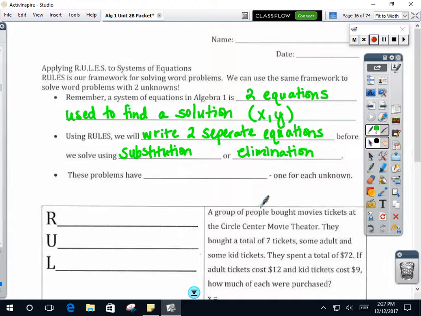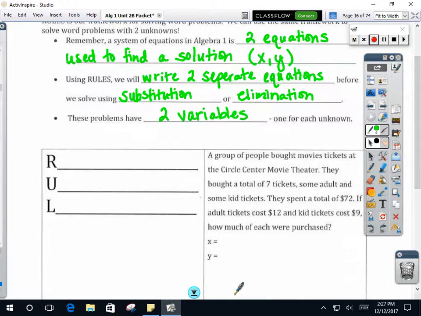Okay, so using RULES, we're going to write two separate equations before we solve using substitution or elimination. These problems have two variables, one for each unknown. Okay, the R in the acronym RULES represents read the problem. So that's what we'll do first.